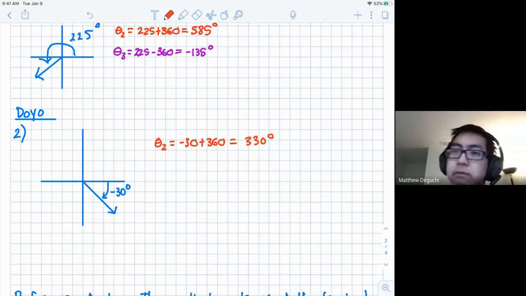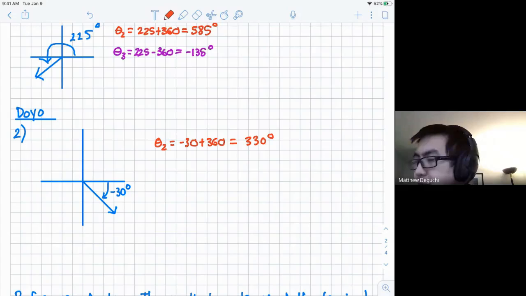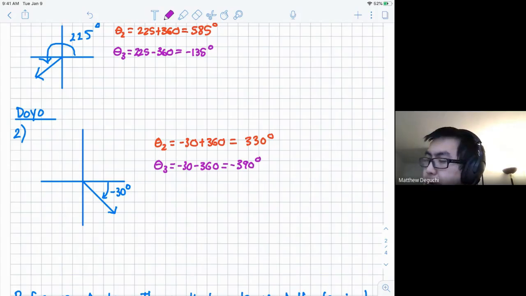Now, to find a negative coterminal angle, let's subtract 360 from that. So negative 30 minus 360 is going to be negative 390 degrees. Remember, if you went negative 360 degrees, that's going clockwise, right? So you would go in a clockwise direction a whole 360, and it would lead you right back to that coterminal side.